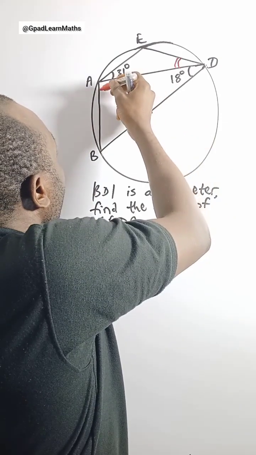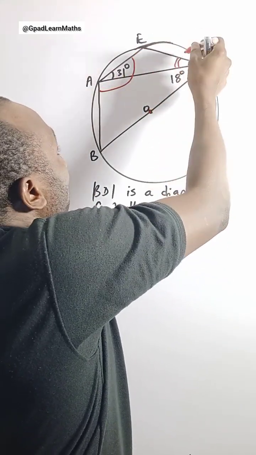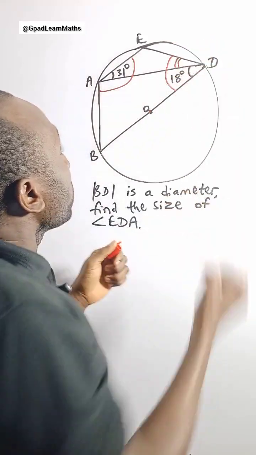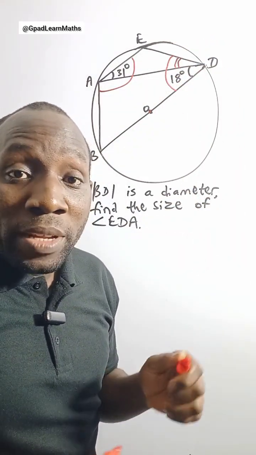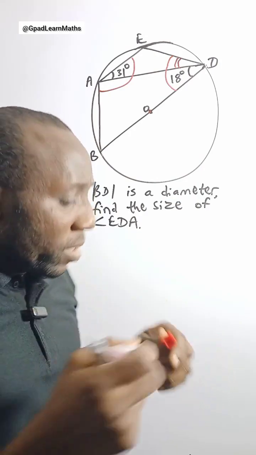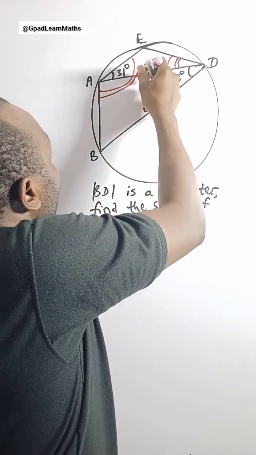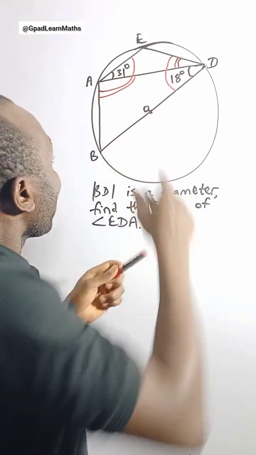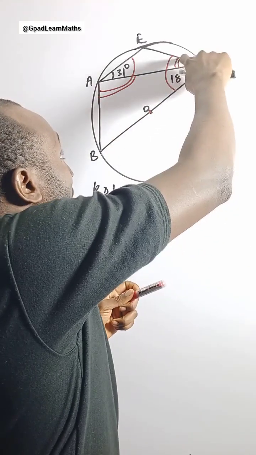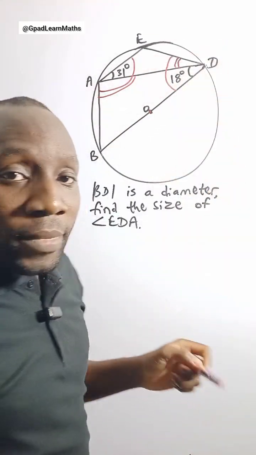If I look at this angle here, and this angle, they are opposite and they will add up to 180 degrees. But the question is, we still do not know this angle here, this one here. And how do we get that angle? If I get this angle, I can easily get this angle EDA, this one here.